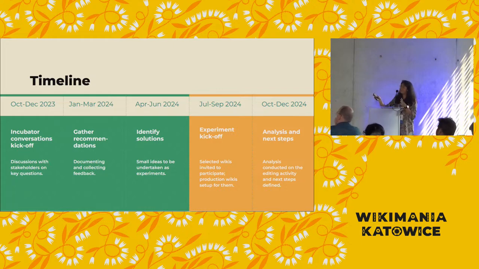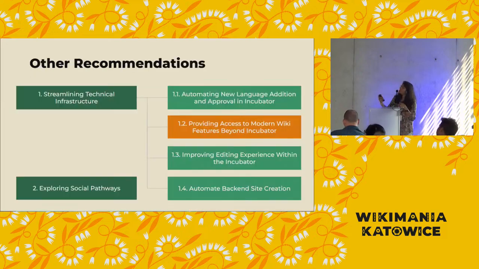So this is what the timeline of this experiment is. So far, we have had conversations with folks, gathered recommendations, and tried to identify small solutions that can be undertaken as experiments. And right now, we are in the experiment kickoff phase, trying to define a selection criteria and measurement plan, and also talking to LangCom, the Language Committee. Once that is in place, we will set up production wikis for the selected wikis for the pilot. And the last phase would be doing some sort of analysis to understand the editing activities of the wikis and conclude the next steps.